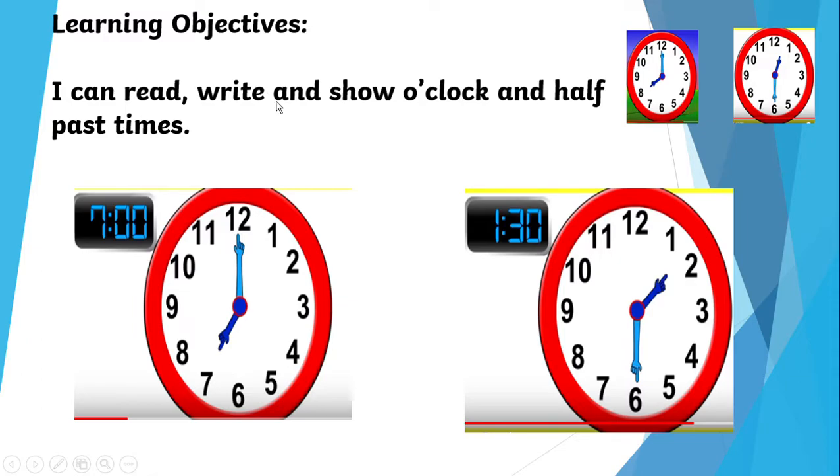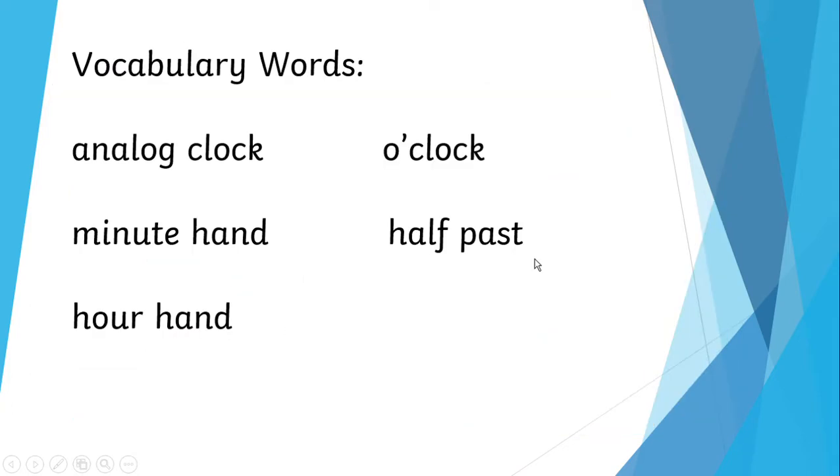Learning objectives. I can read, write, and show o'clock and half past times. Here are some clocks. By the end of this lesson, you will be able to look into this clock and tell the time. Vocabulary words. Analog clock, minute hand, hour hand, o'clock, half past.